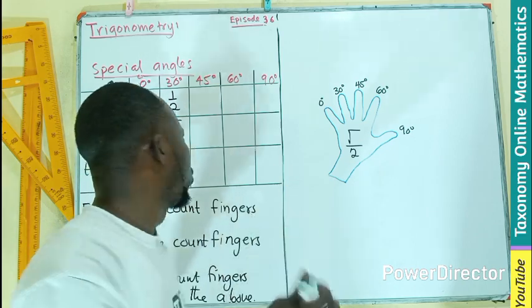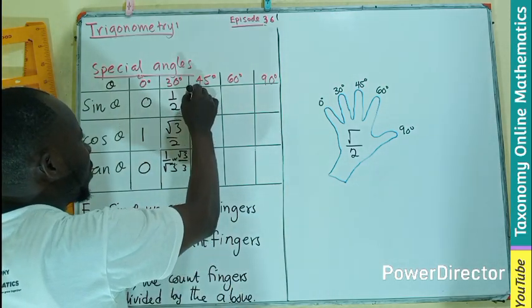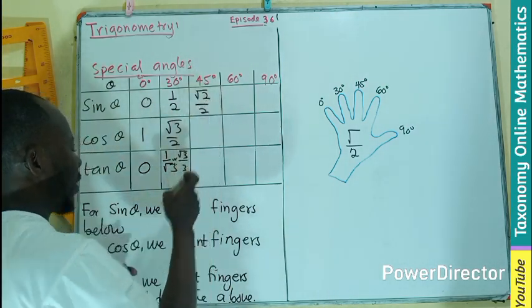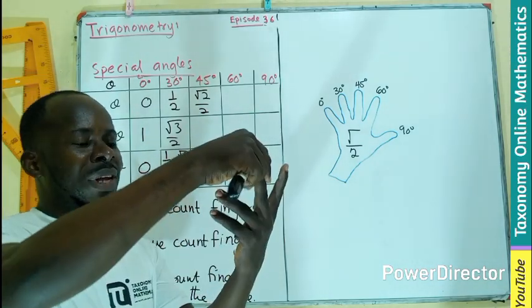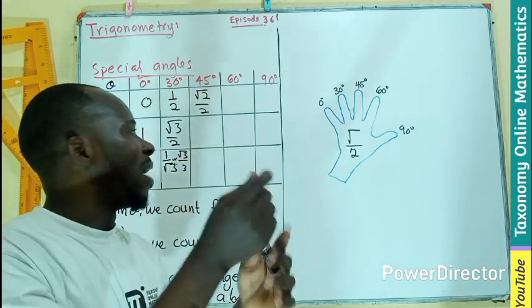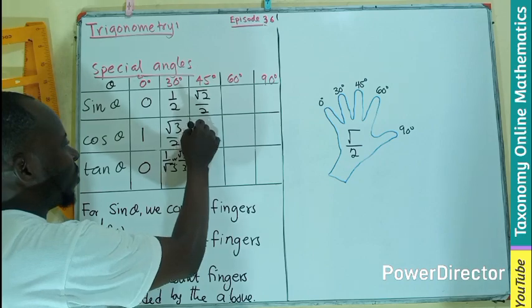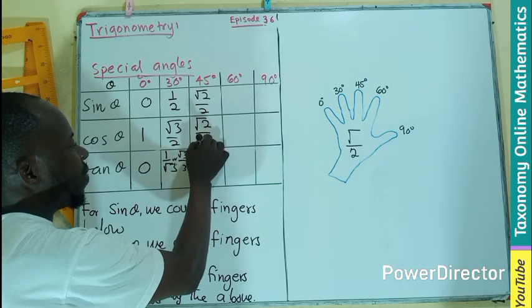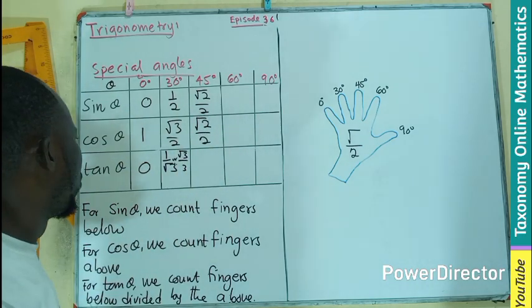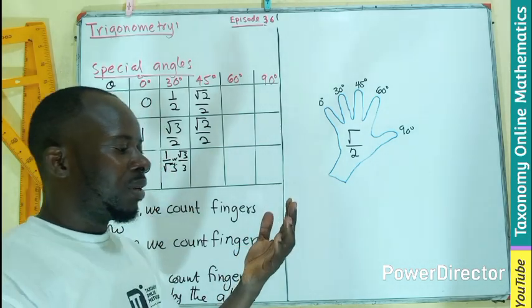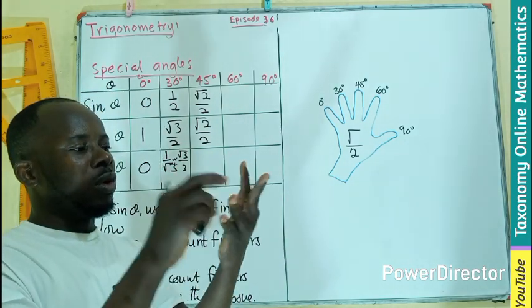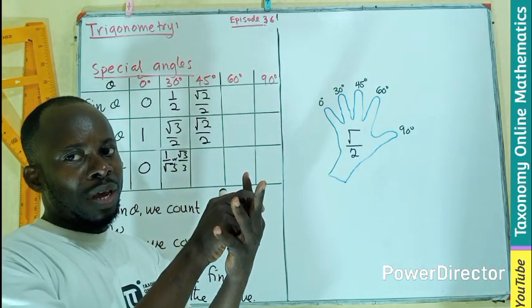Root 2 over 2. So I have the root of 2 over 2. For cos, I am still here, so 2 fingers above. So I have the root of 2 over 2. Then let's come to the tan. It's going to be root 2 divided by root 2, and that will give you 1.